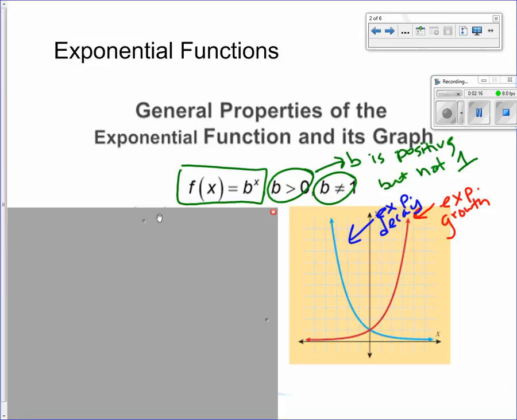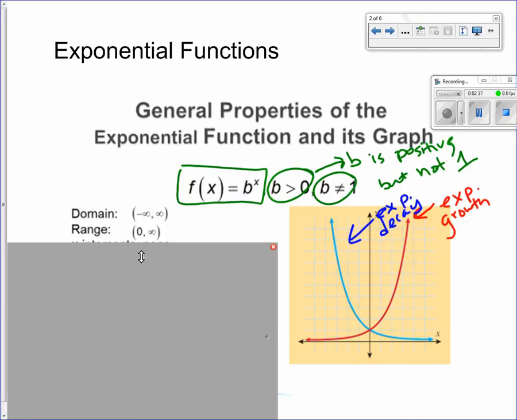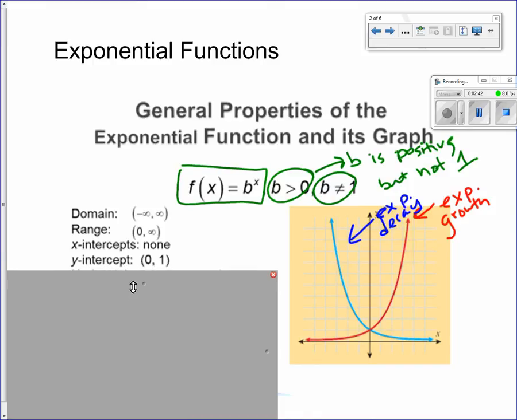All right, so looking at these two graphs, what is their domain? We should be able to see that because they go left forever and right forever, their domain is all real numbers. In their range, notice that they're above the x-axis. They never touch the x-axis. So it's from 0 going up to infinity, but it does not include 0, which is why there's a parenthesis there. There is a y-intercept. Notice they both have the same y-intercept of (0, 1). But they have no x-intercepts, and that's because there's a horizontal asymptote at the x-axis.